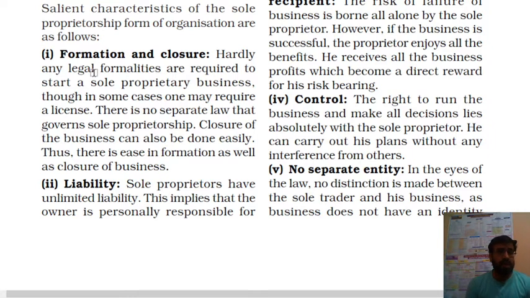Sir, why are many formalities not required? It is only because there is no registration, there is no other kind of formalities required. There is no registration to be done when you start a sole proprietorship business, right? So formation means the starting of the business and ultimately closure. When you intend to close the business, it is a very simple process. Means you don't have to go through detailed legal formalities in case of starting or ending the business in the case of sole proprietor, right?